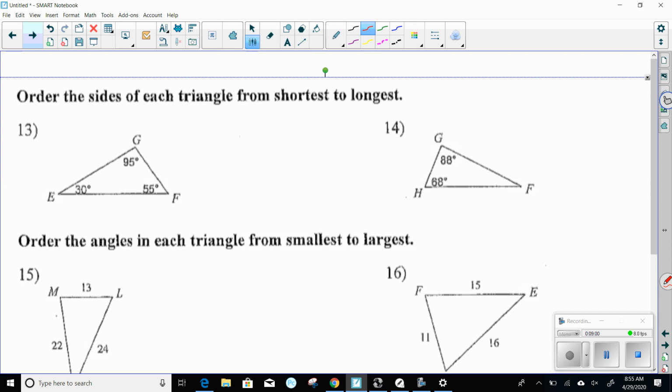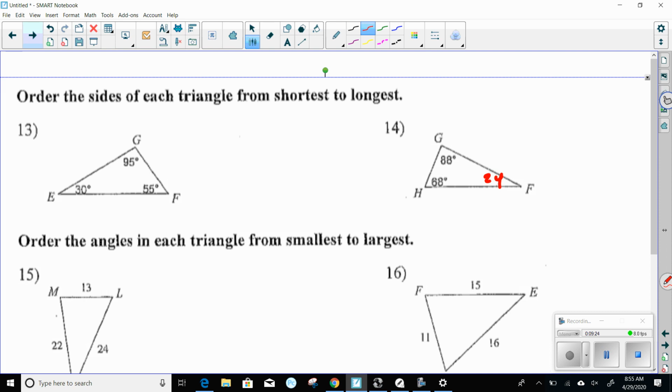This is right, if I compare the angles, I can compare the sides. Let's do this one over here. So I need to figure out what that angle F is. If I take 88 plus 68, that's 156. Subtract that from 180. So 180 minus 156 would be what, 24 degrees? Hopefully I did that right.